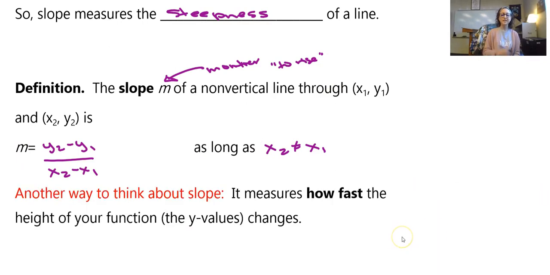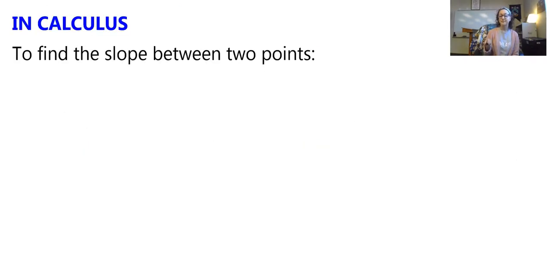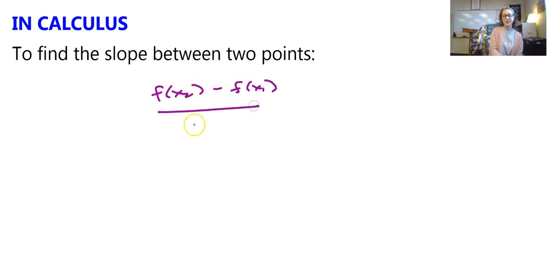So in general, another way to think about slope, you don't need to write this down, but just keep in mind that it measures how fast the height of your function, in other words, the y values, are changing, okay? So again, very analogous to a ski slope. Now in calculus, we typically use that function notation of f(x) as opposed to y. So instead of y2 minus y1, you'll often see it written, please write this down, as f(x2), right? So what do I get for y when I plug in x2, minus f(x1), all over x2 minus x1. So this is how you'll typically see it written in calculus.